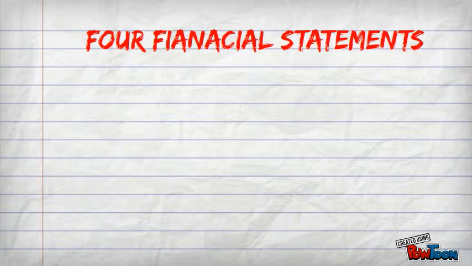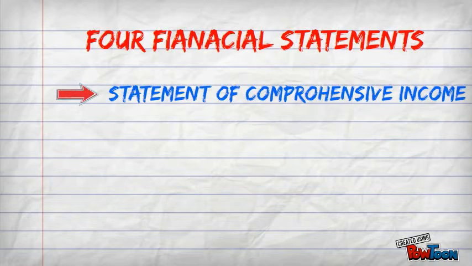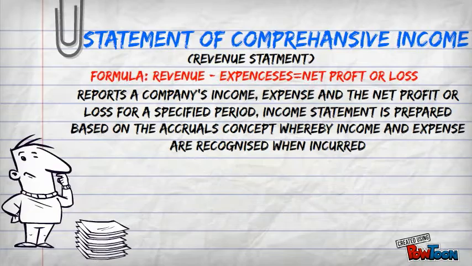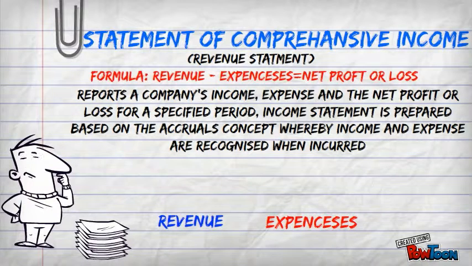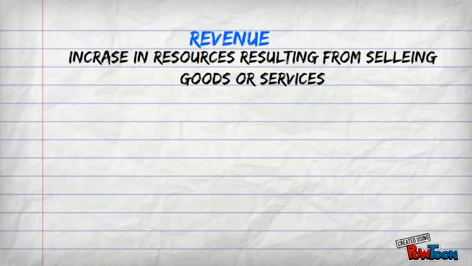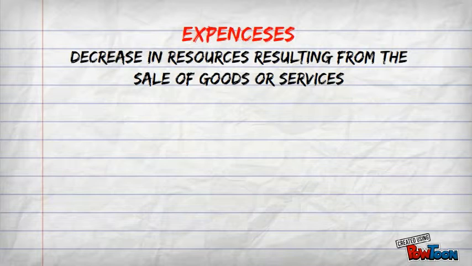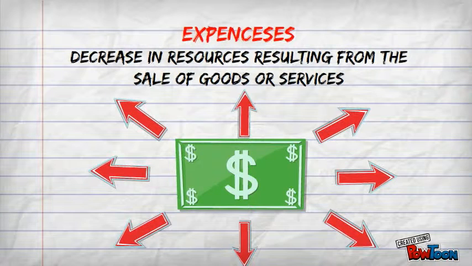The four financial statements are: statement of comprehensive income, statement of financial position, statement of change in equity, and statement of cash flow. The statement of comprehensive income, also called the revenue statement, basic form of which is revenue minus expense equals net profit or loss, reports the company's income, expense, and net profit or loss for a specific period. The income statement is prepared based on the accrual concept, whereby income and expense are recognized when they are incurred. Revenue is an increase in resources resulting from selling goods and services, and expenses are a decrease in resources resulting from the sale of goods or services.